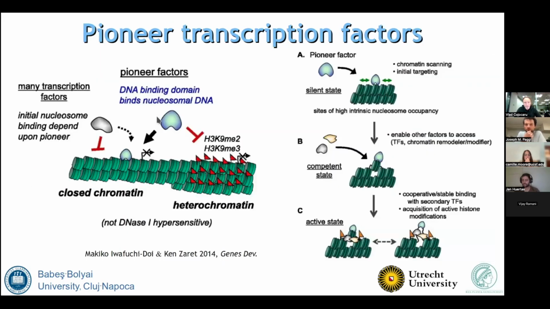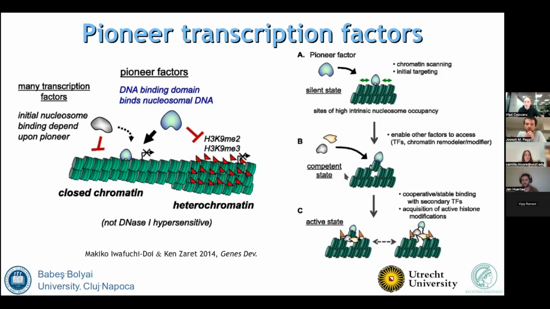transformation. Now, we also have the pioneer transcription factor hypothesis that Vijay also mentioned, coming from Ken Zaret and others, which basically says that pioneer transcription factors are those that are able to bind, let's say, closed chromatin states, basically DNA occupied by nucleosomes.